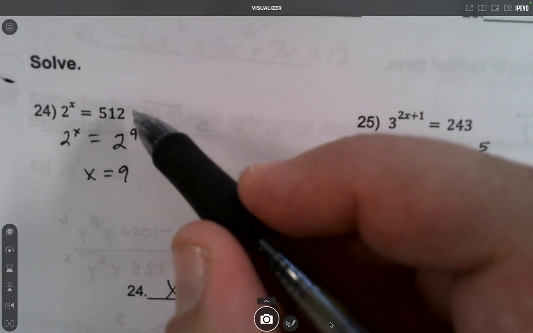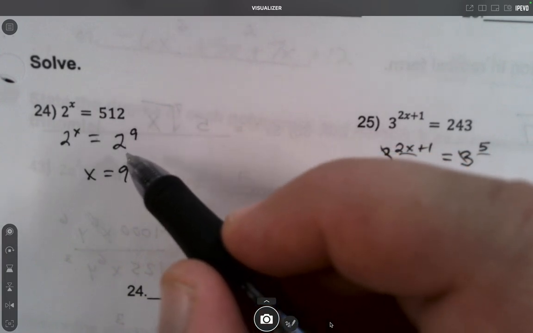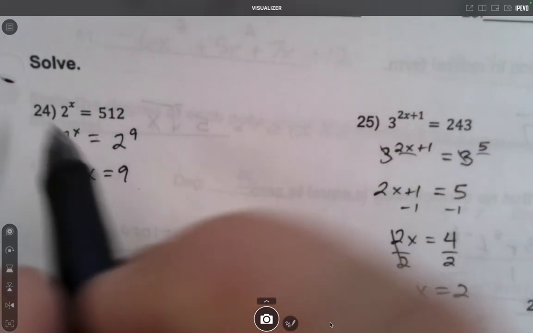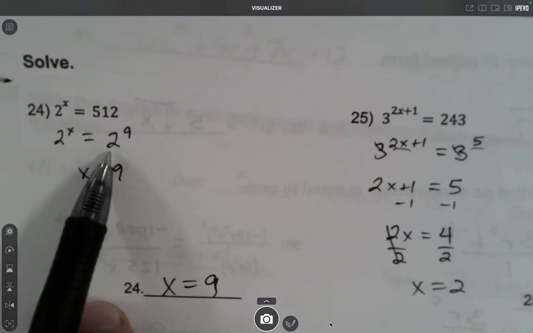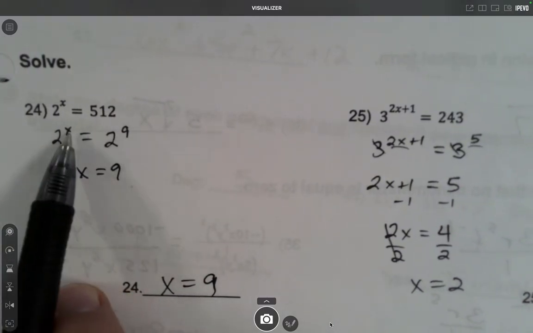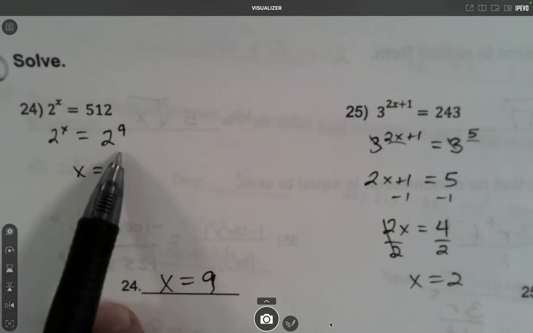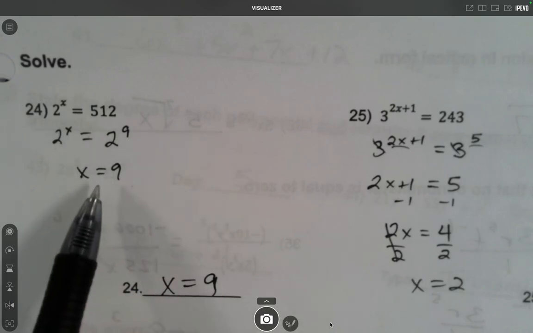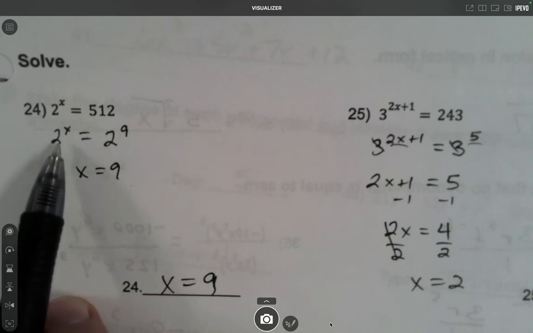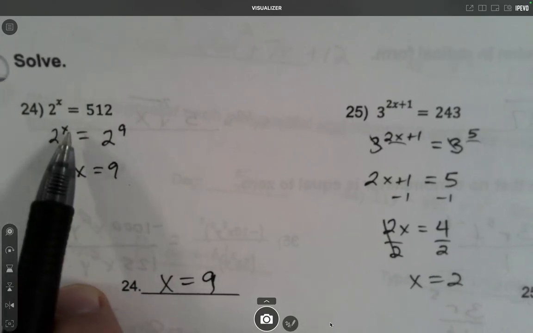So once you find out what that big number is in terms of that base of 2, then you realize, okay, the two bases are the same. Those are both 2. That means their exponents must also be the same. Otherwise, this wouldn't work. So you can set the exponents equal to each other. So on this one, it's simple as saying, well, if the bases are both 2, then x must equal 9.